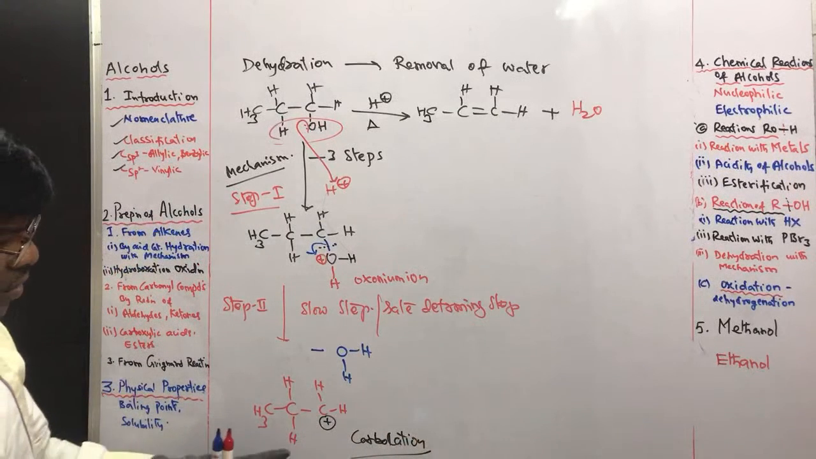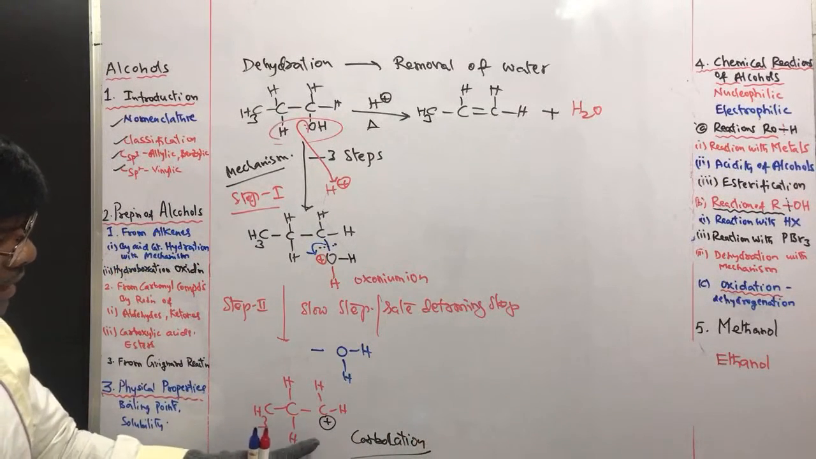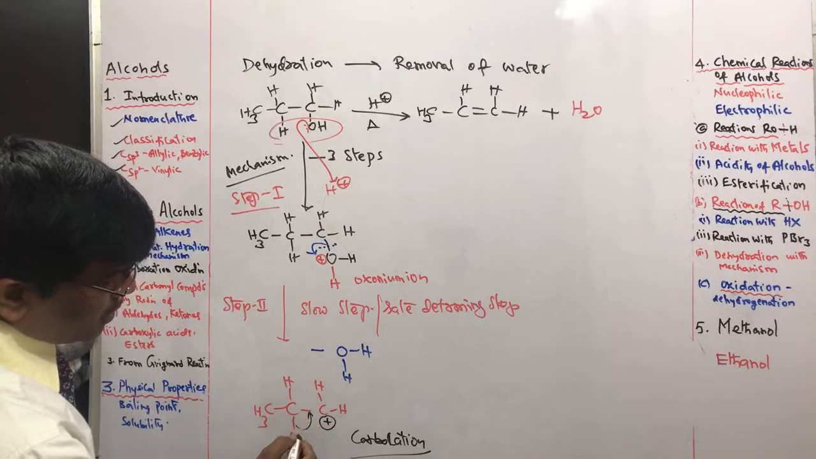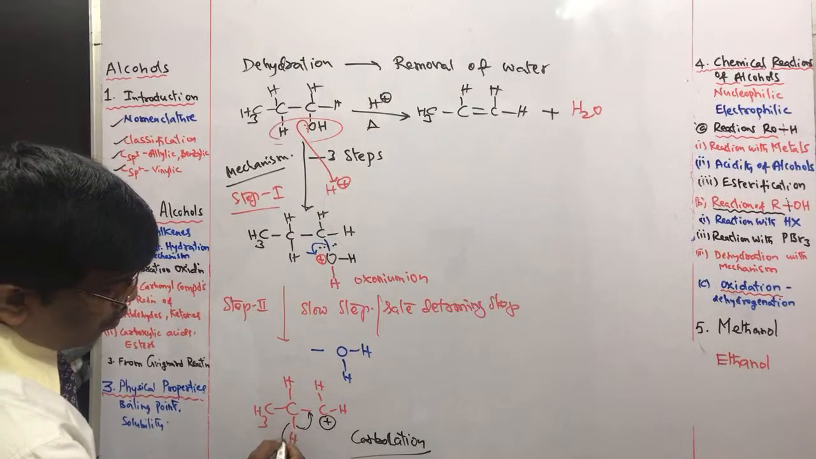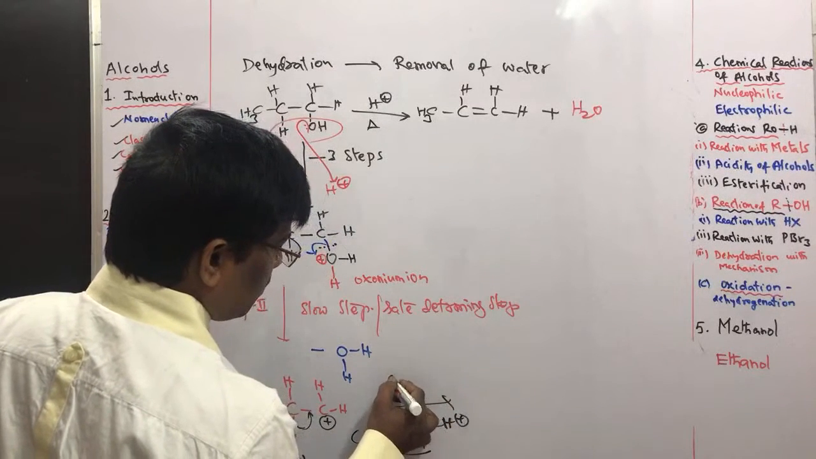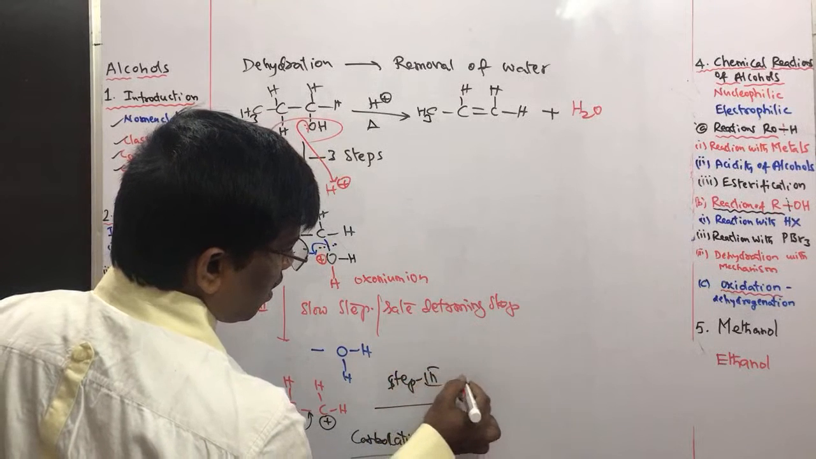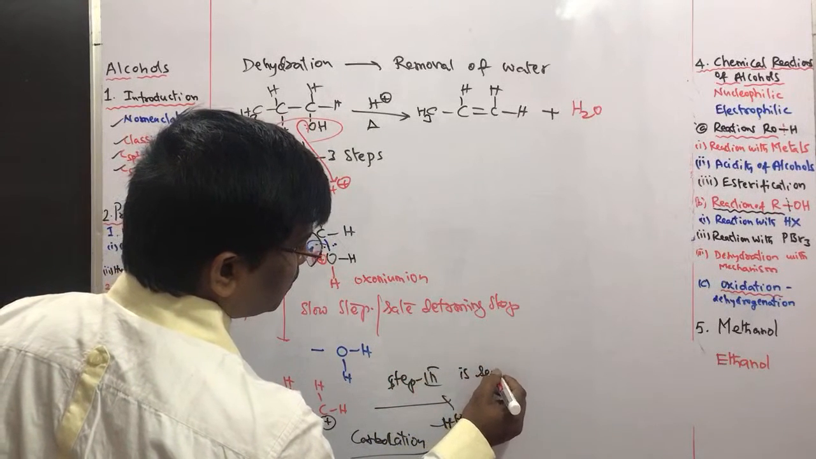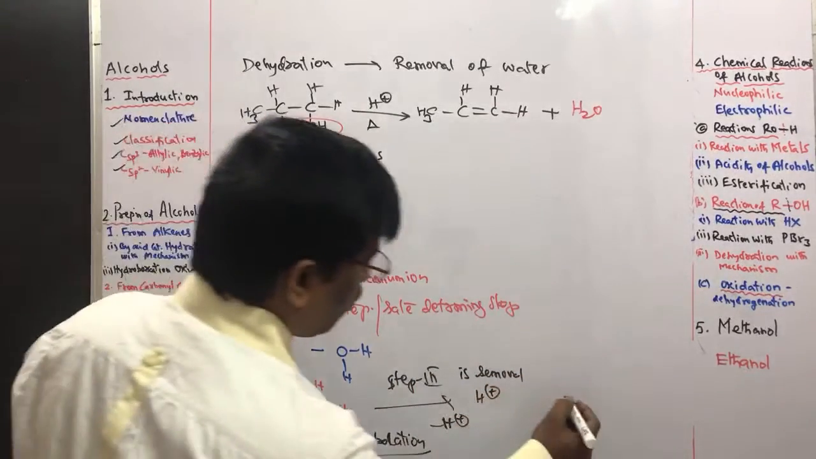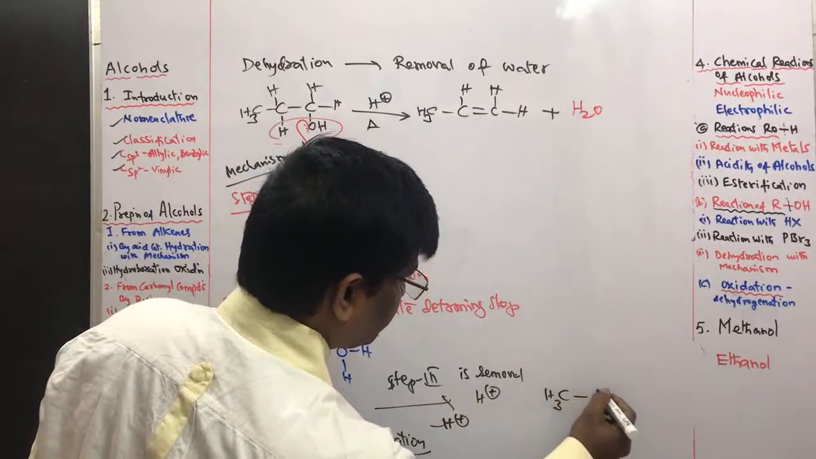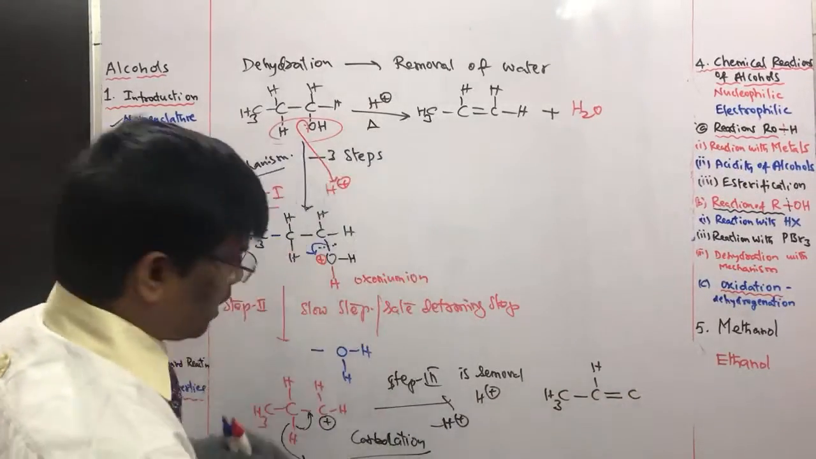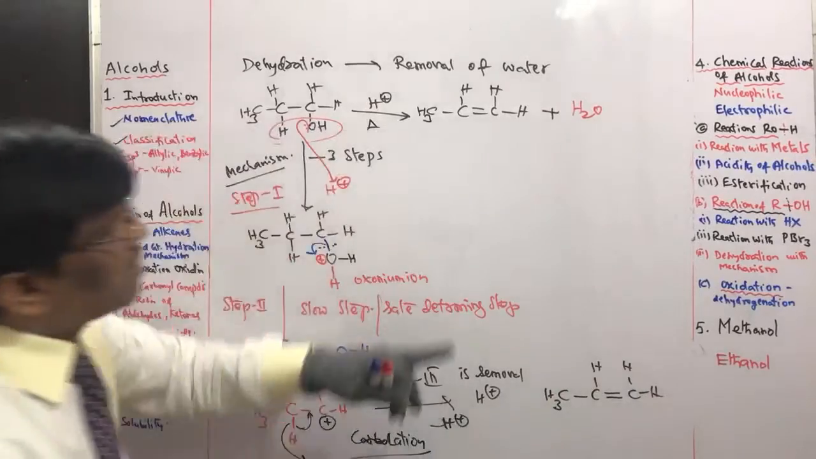Though it is the slowest step, the moment it forms, it is unstable and immediately loses a proton. Step 3 is removal of proton. So this proton goes out to give CH3, CH, a double bond, C, and these two hydrogens are here. So this is the product.